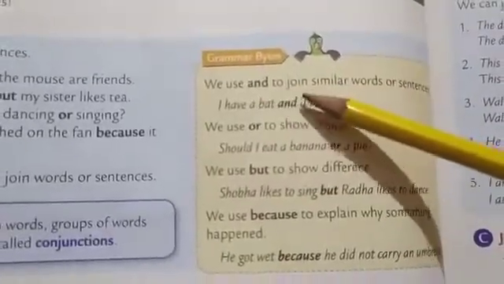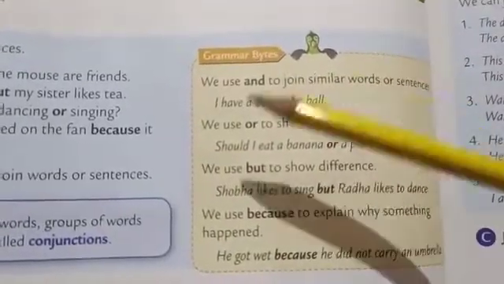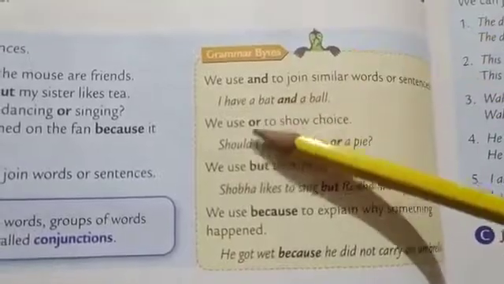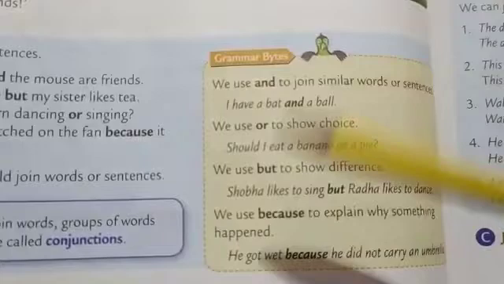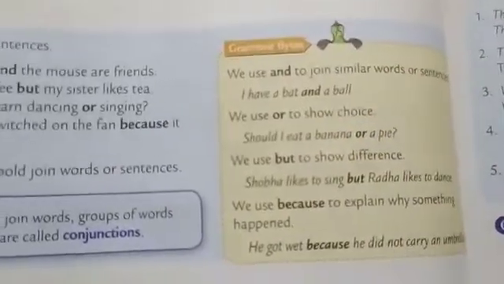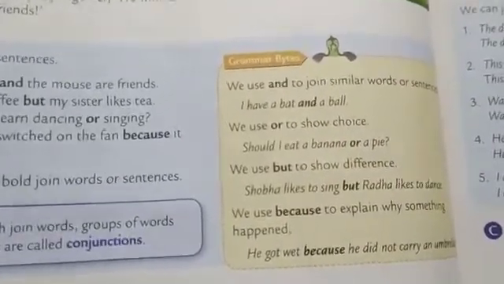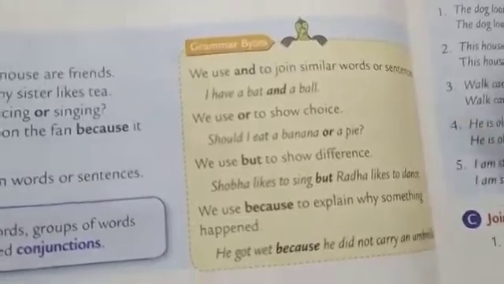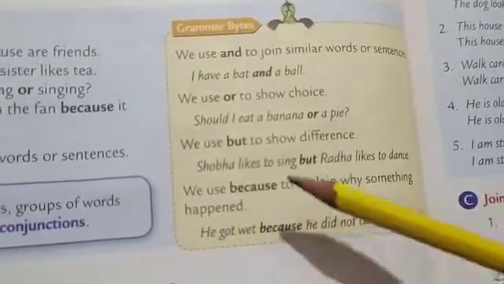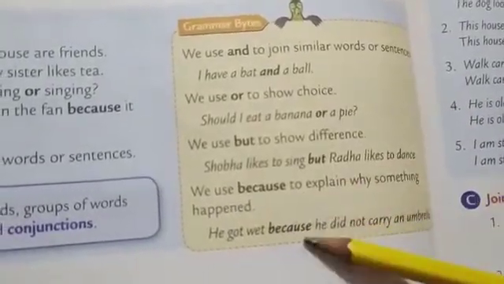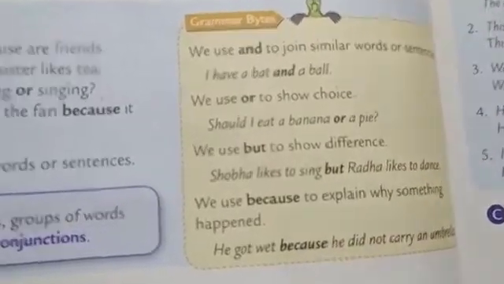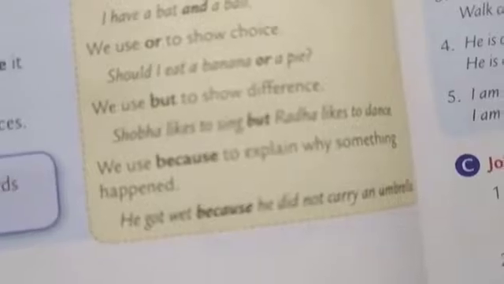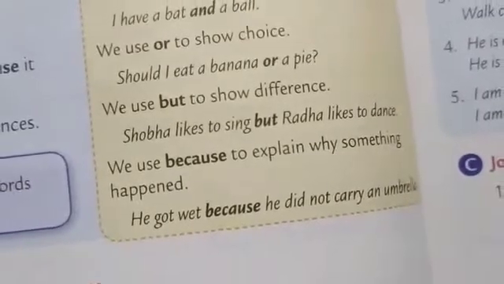We use "and" to join similar words or sentences, as I have already shown you. We use "or" to show choice. Should I eat a banana or a pie? We use "but" to show difference. Shobha likes to sing but Radha likes to dance. We use "because" to explain why something happened, to give a reason. He got wet because he did not carry an umbrella.